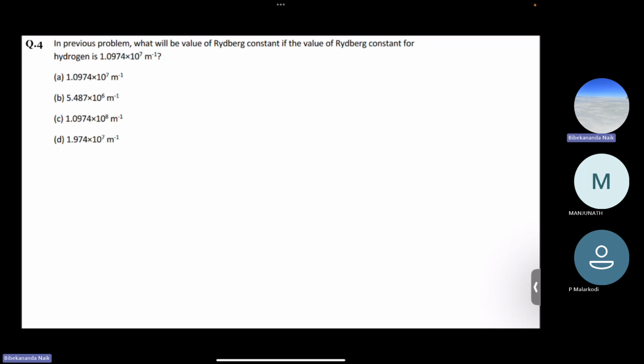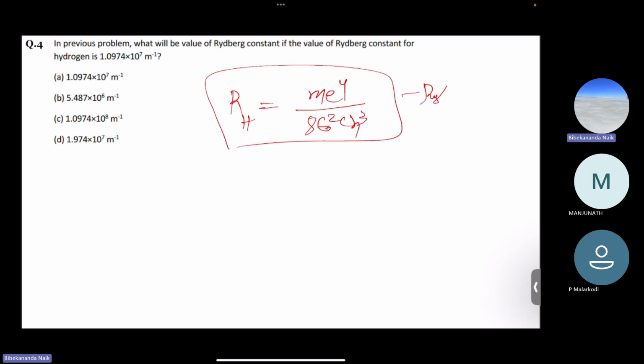If we discuss the model of hydrogen atom that was given by Bohr, according to Bohr, if there are transitions between the energy levels, the wavelength, frequency, and wave numbers get calculated, and from that we got a constant which was m e to the power 4 divided by 8 epsilon 0 square c h cube. This was the formula for Rydberg's constant.